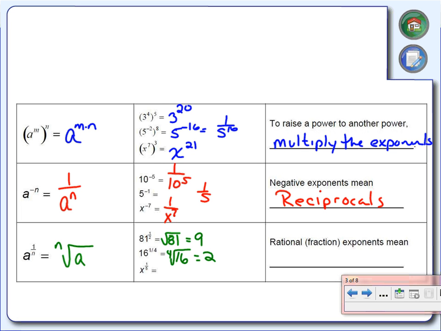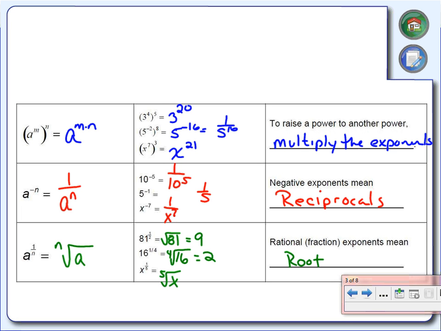All right, we got one more here. X to the 1/5 power would be the same thing as the 5th root of x. And of course, we can't evaluate that because it's just an x. All right, so as far as the verbal description, the rational or the fraction exponent just means the root. It's just referring to the root. It could be square root, could be cube root, could be fourth root, fifth root, sixth root, seventh root. It all depends on what the bottom number is.